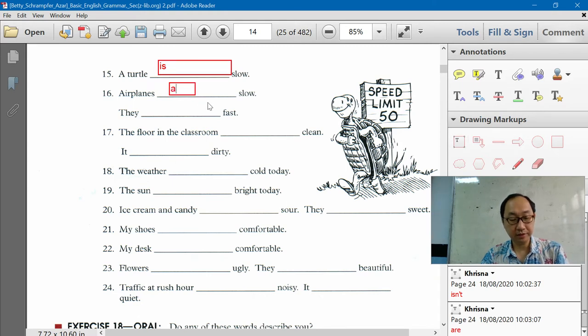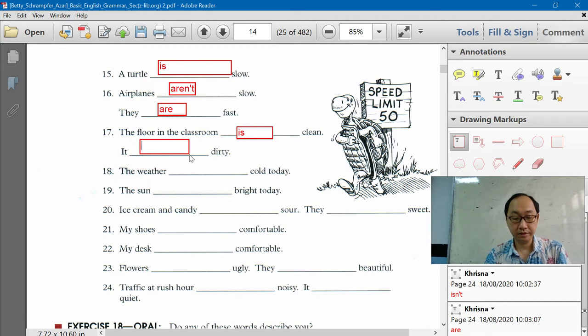Airplanes are slow. Oh, no, airplanes are not slow. They are fast, guys. The floor in this classroom? Yeah, the floor in the classroom is clean. It is not dirty. So, it isn't dirty. I'm sorry.